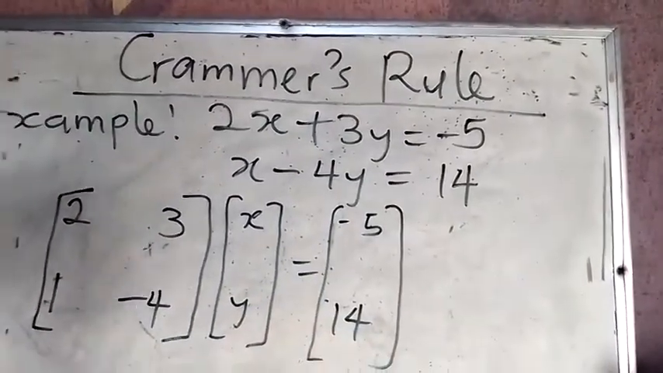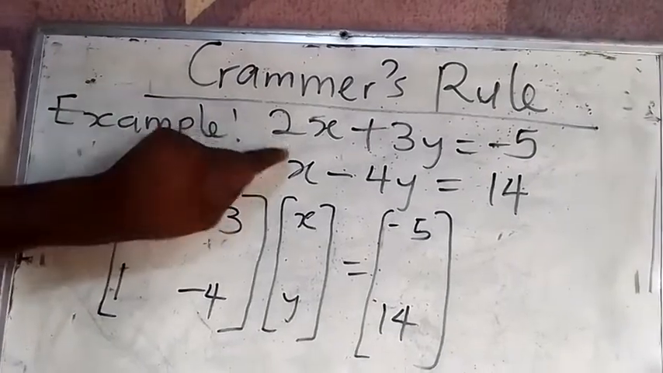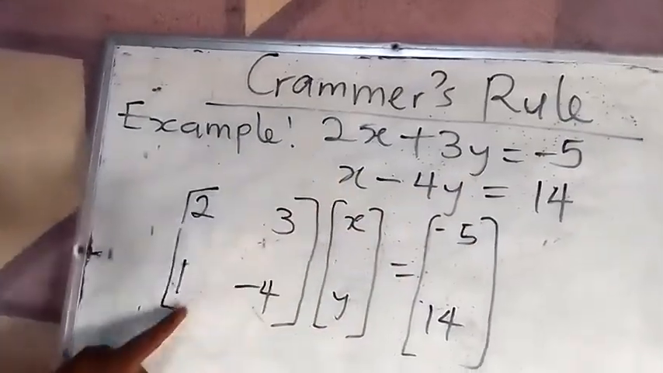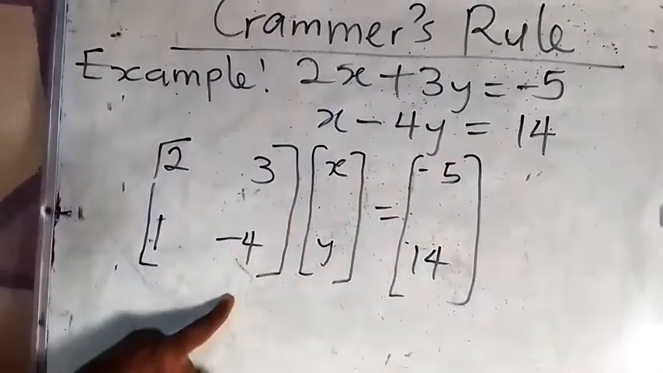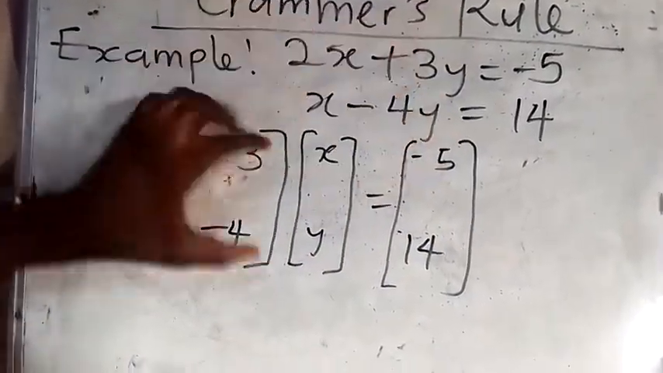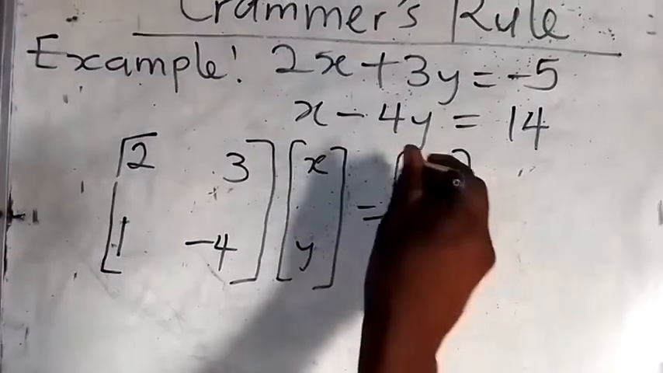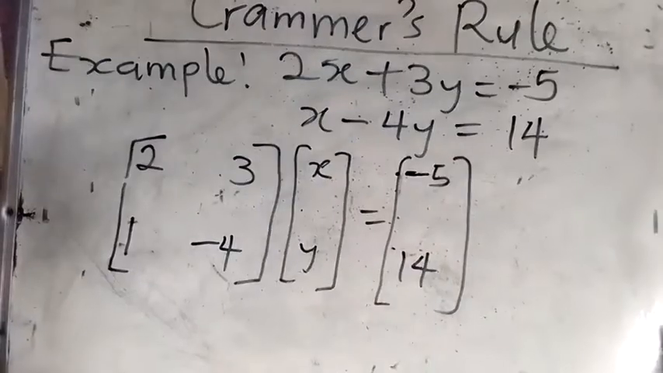So that is the first step. You have to write the coefficient of this x, that's 2, coefficient of this y, that's 3, coefficient of x, that's 1, coefficient of this y, that's minus 4, and the unknown letters are x and y, equals whatever is given to you, minus 5 and 14. That's the first step.